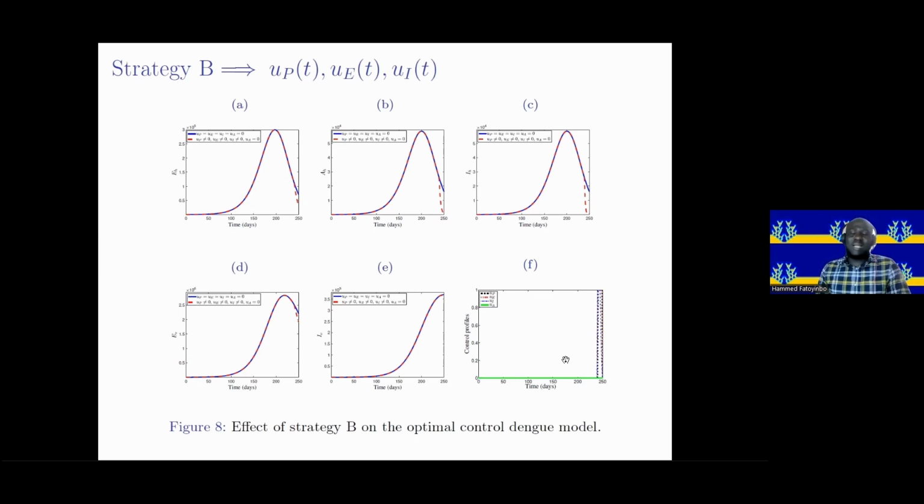Similar dynamics is observed in the other control strategies, from strategy C up to strategy E. The dynamics is similar to the one observed in strategy A. That is, when we include these strategies, there is a reduction in the transmission of dengue fever in the population.